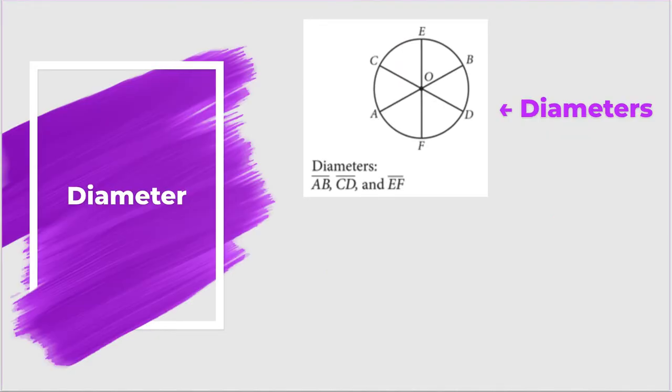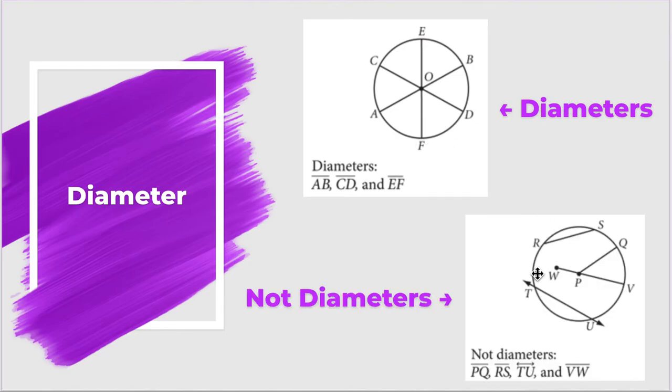So the next term we're going to talk about is called the diameter. Similar to radius, this is going to be a really common term we use throughout this chapter. So we have all different examples: line segment AB, line segment CD, and line segment EF. These are all examples of diameters. And these are all examples of non-diameters. So RS is not a diameter, PQ is not a diameter, WV is not a diameter, and TU is not a diameter. So looking at what is a diameter and what is not a diameter, how would you define a diameter? A diameter is a blank that blank.